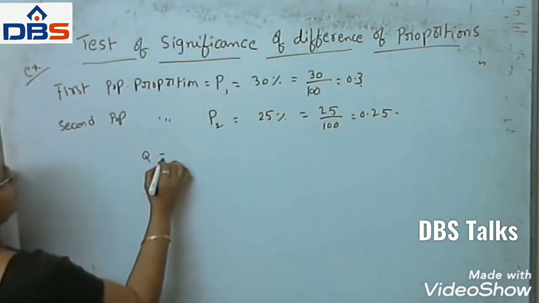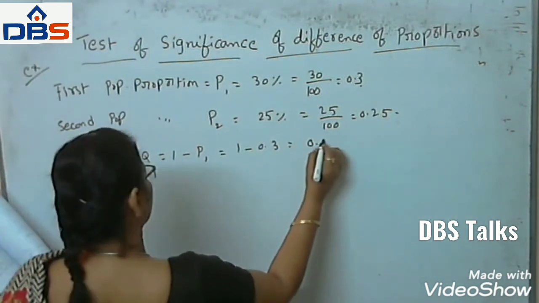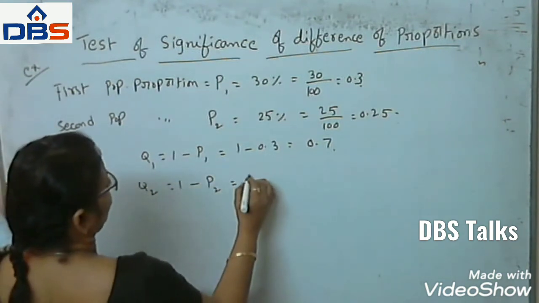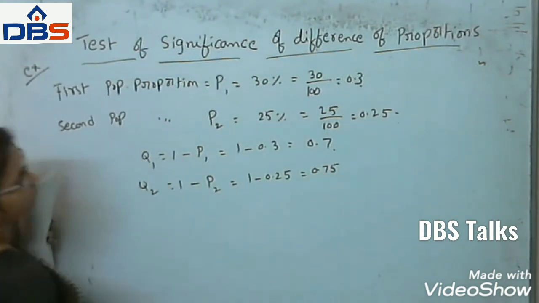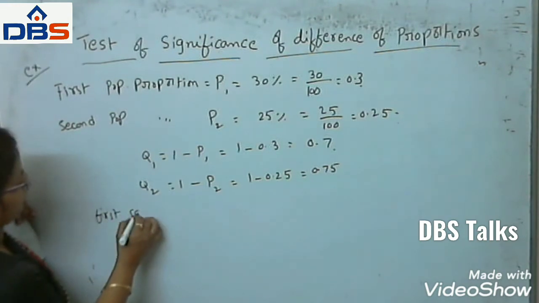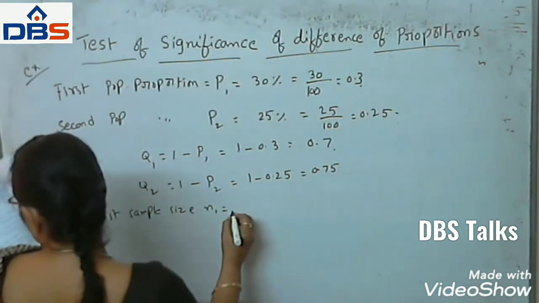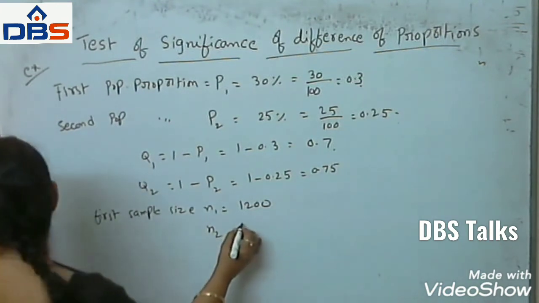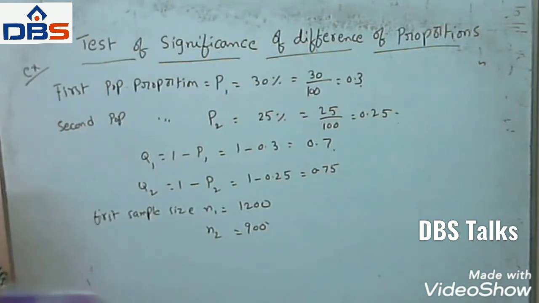So Q1 equal to 1 minus P1, 1 minus 0.3, so 0.7. Q2 equal to 1 minus P2, 1 minus 0.25, 0.75. And the first sample size N1 equal to 1200. Second sample size N2 equal to 900. So this is the given data.